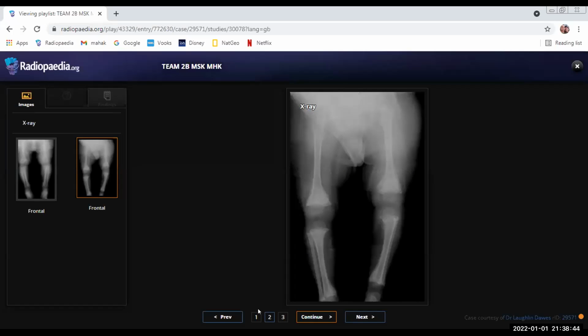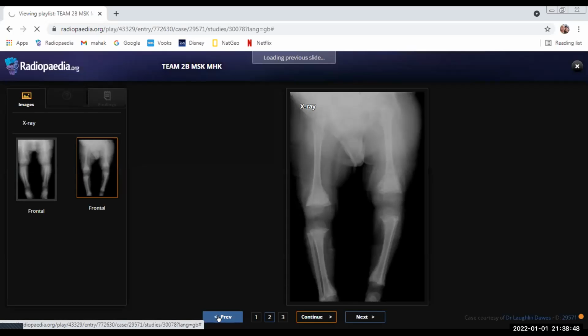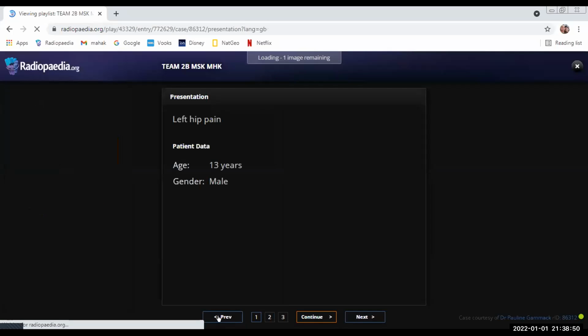So this was scurvy. The take-home point is, if the examiner rattles you, don't get rattled, right? Yeah, be confident. Yeah, this is scurvy. Yeah. Okay.